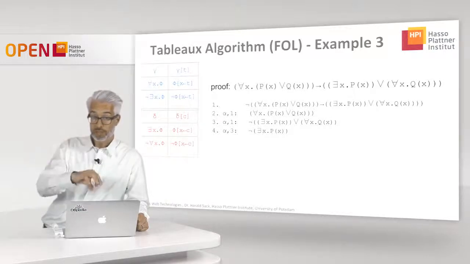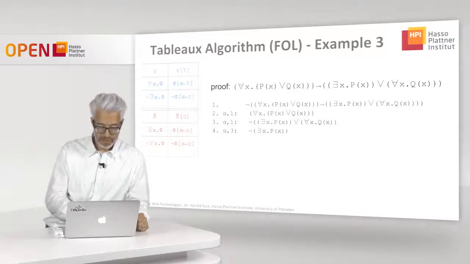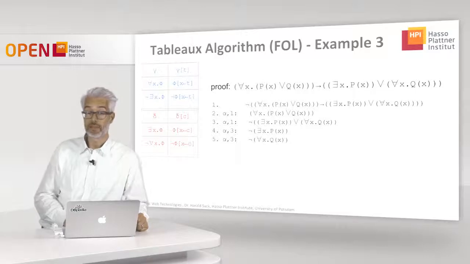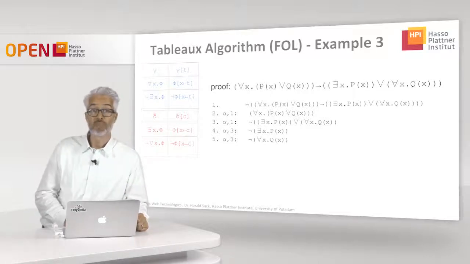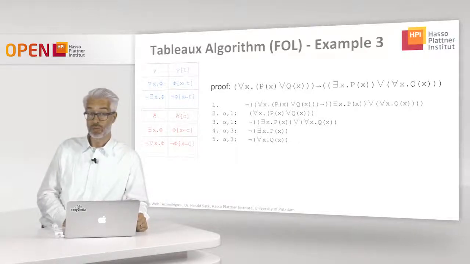It means the branch of our tableau will be extended by the first part of the disjunction, which is of course negated, and then the second negated part of the disjunction. And there, in row number 4 and row number 5, we definitely have to apply one of the new extension rules, either the gamma or the delta rule.